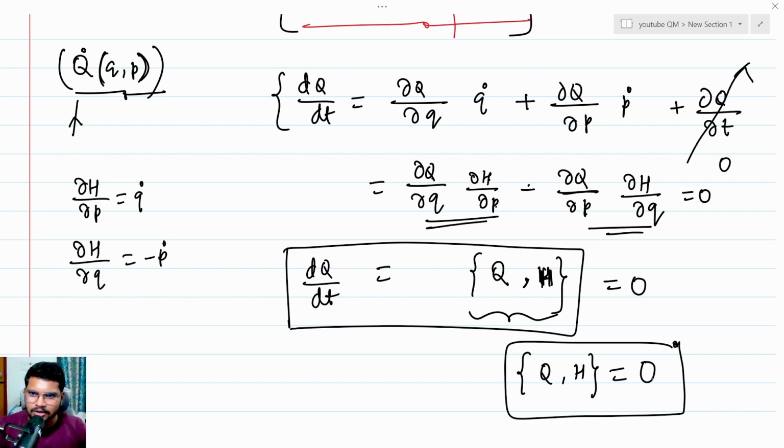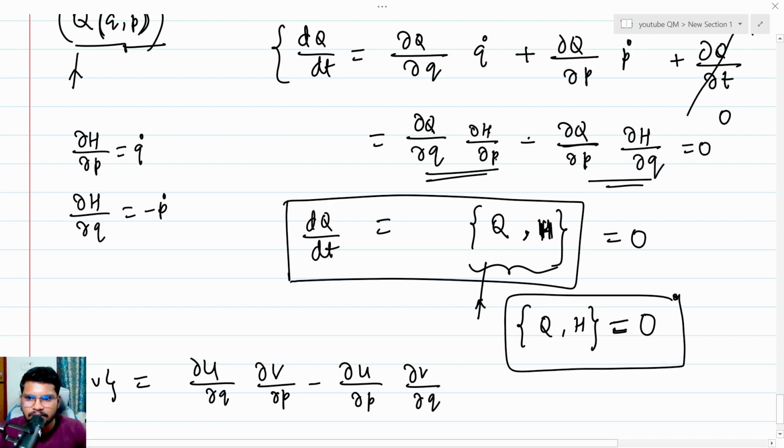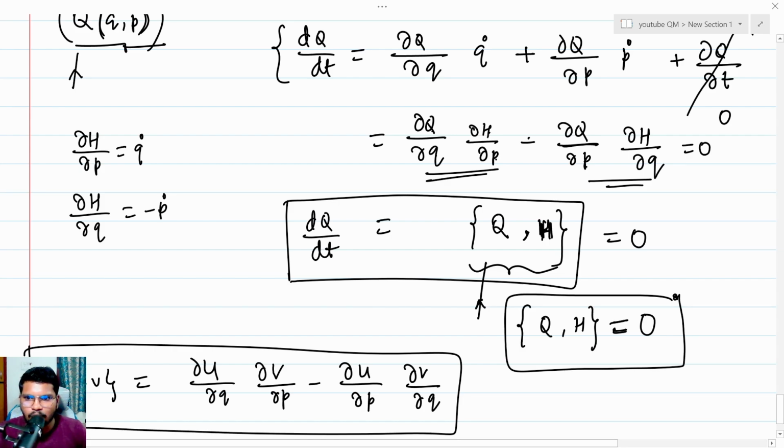Or any particle is moving, how the velocity is changed, I can easily construct a Poisson equation, and it tells us that if this Poisson equation vanishes, the corresponding quantity is not going to change throughout its dynamics. It has a particular relation. So let us say that if I'm not writing H, you can write anything. Let us say u and v. I will write del u over del q, del v over del p minus del u over del p, del v over del q. This is the definition of the Poisson bracket.